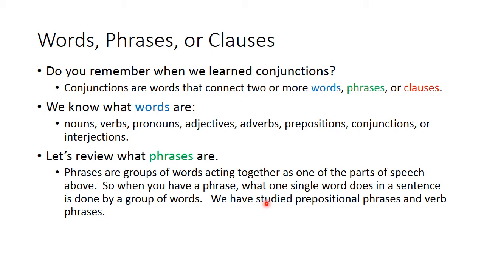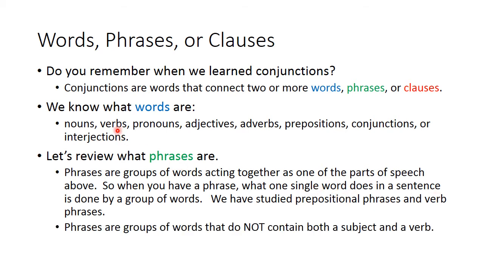We know that a prepositional phrase is a group of words that act together. Sometimes they act like an adjective, sometimes they act like an adverb. We also know verb phrases, and that's a group of words that together act like the verb in a sentence. Phrases do not have both a subject and a verb, okay? They act as one single part of speech, but they do not have both a subject and a verb like a sentence.